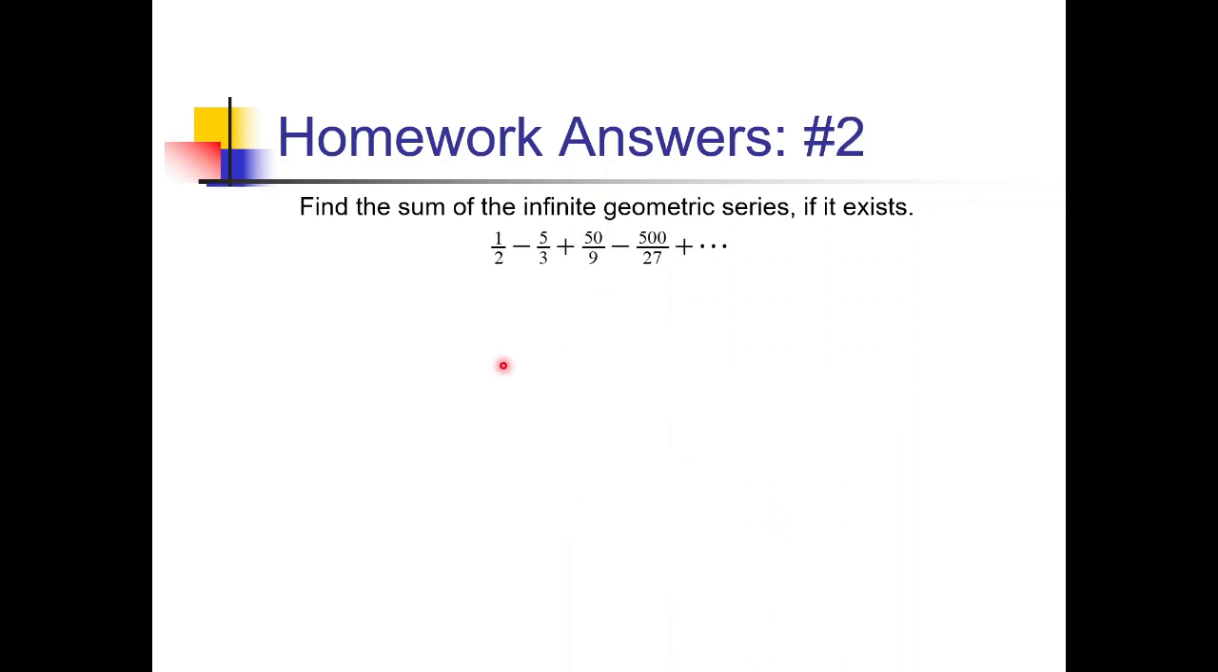To find the sum of this infinite geometric series, let's first figure out the a1 and the r. a1 is just our first term, 1/2. And then for the r value, I have to divide one term by the term before it to figure out what I'm multiplying by each time. So we can do negative 5/3 divided by 1/2. This is the same as negative 5/3 times 2 over 1. So that's going to be negative 10 over 3 for the r value.